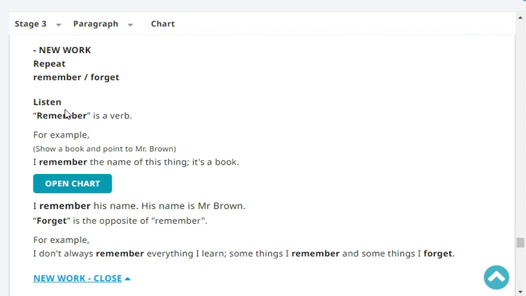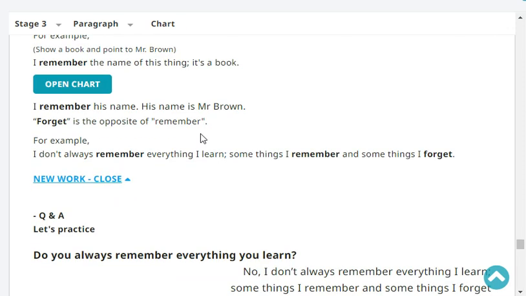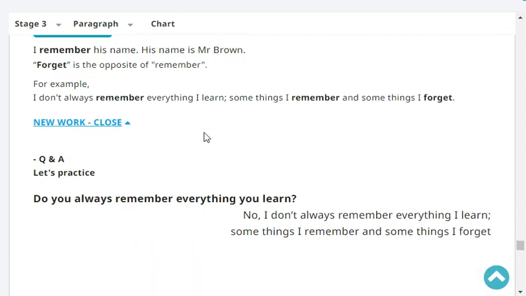For example, I don't always remember everything I learn. Some things I remember and some things I forget. Let's practice. Do you always remember everything you learn? Yes or no? No, I don't always remember everything I learn. Some things I remember and some things I forget. Very good, especially the old ones, right?